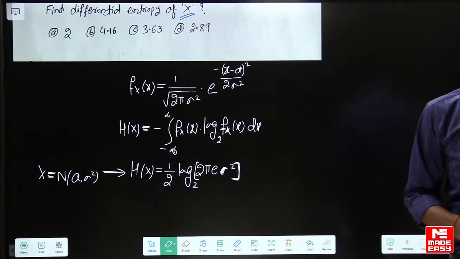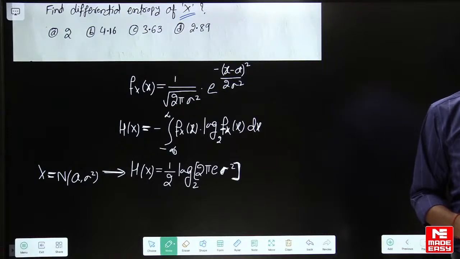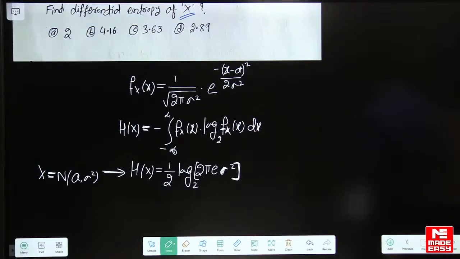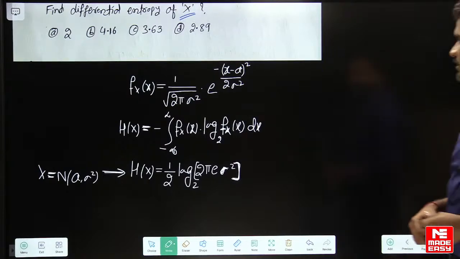Anshuman is saying 3.63. Very good, Anshuman. I'm happy with your result. I'm happy with your answer. I think 3.63 will be the correct answer.